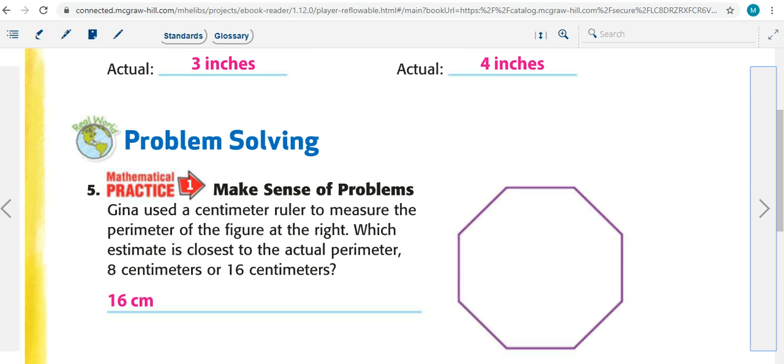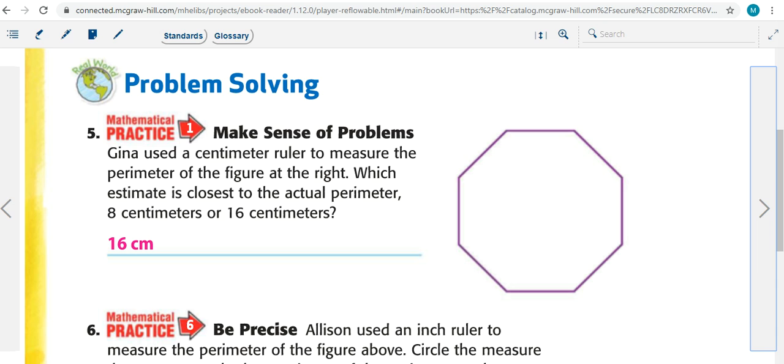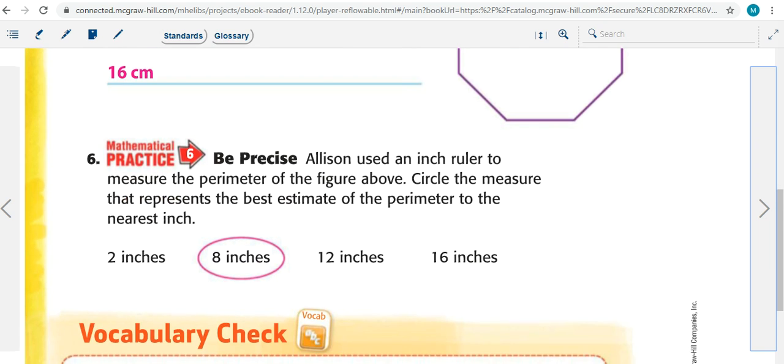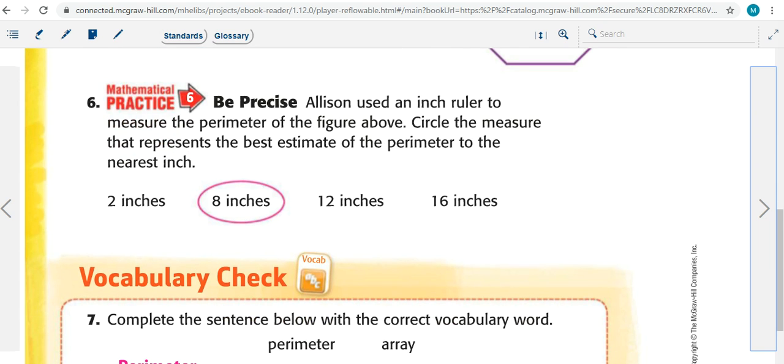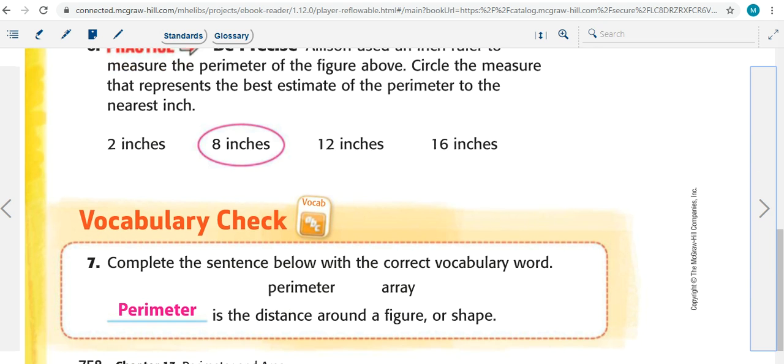Use your rulers, please. Number 5, Gina used a centimeter ruler to measure the perimeter of the figure at the right. Which estimate is closest to the actual perimeter? So you have to take out your ruler and measure each side and then measure in centimeters. So is it 16 or 8 centimeters? The answer is 16 centimeters. Number 6, Allison used an inch ruler to measure the perimeter of the figure above. Circle the measure that represents the best estimate of the perimeter to the nearest inch. The answer is 8 inches.